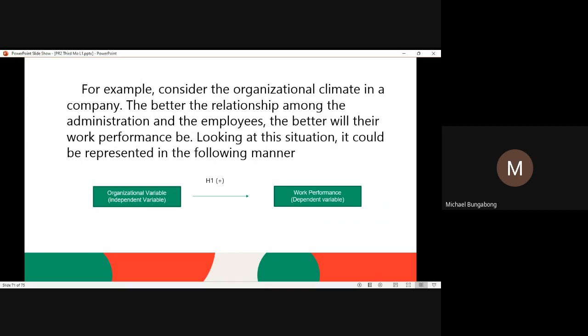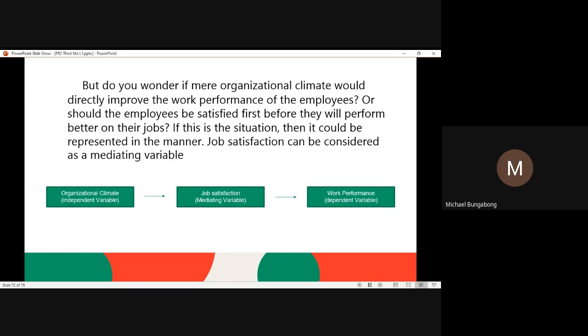It's either sa employees, sa mga tauhan niya. So it doesn't matter kung anong klaseng organization yan, no? Or institution, school ba to? Or sabihin natin sa business, no? Or corporate. But do you wonder if my organizational climate would directly improve the work performance of the employees? Or should the employees be satisfied first before they will perform better on their job? So this is a question, no?